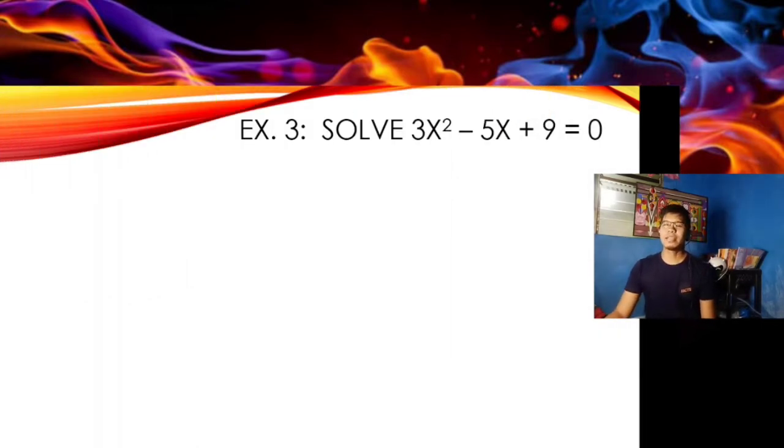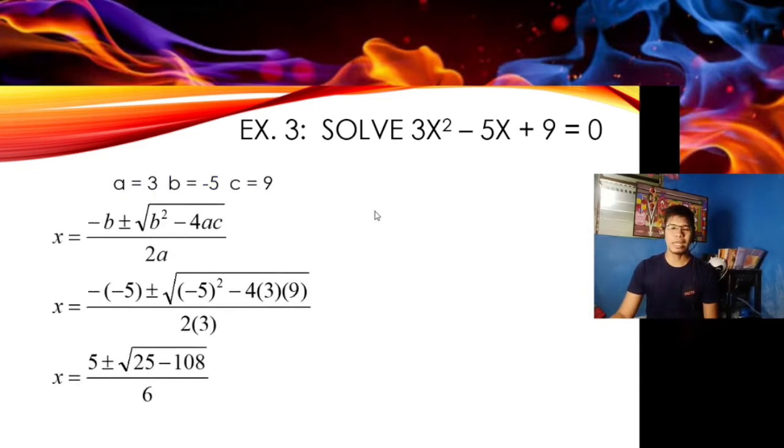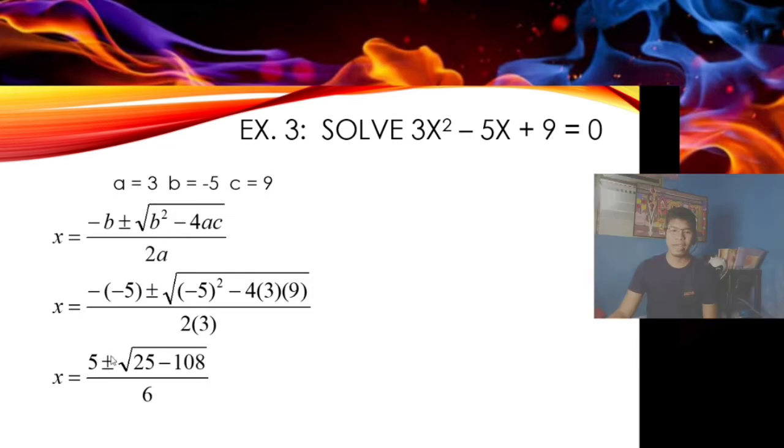We are given 3x squared minus 5x plus 9 equal to 0. Let us have now the solution using the quadratic formula. Again, we get the values of a, b, and c. We have positive 3, negative 5, and positive 9 respectively. All we have to do is substitute them to the formula, and then we have to simplify it. We have now positive 5 plus and minus square root of 25 minus 108 all over 6.